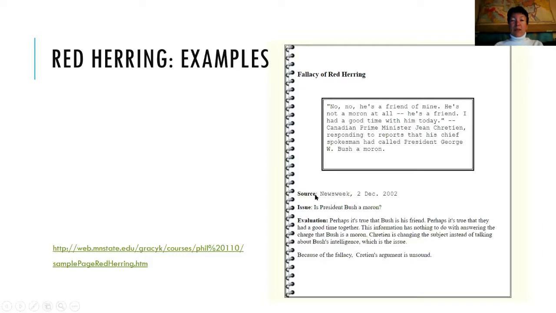Now let's look at the analysis at that website. And here's a link if you are curious, and there are more examples of different logical fallacies available there. So the source is Newsweek, 2nd December 2002. The issue is: is President Bush a moron or is he not? So the answer to a question like that, is it true that somebody called George Bush a moron, would have been yes, he did. He did insult the president. Or no, that's not true. He did not insult the president.